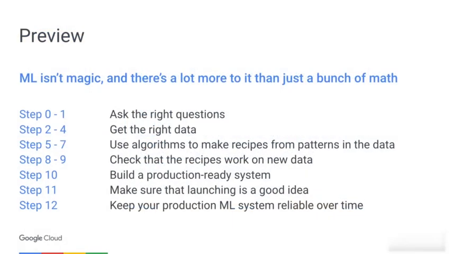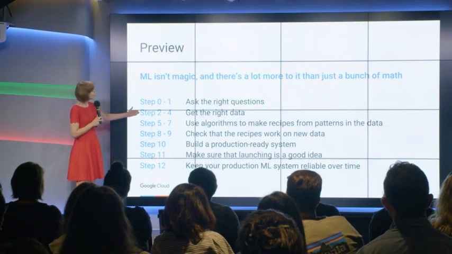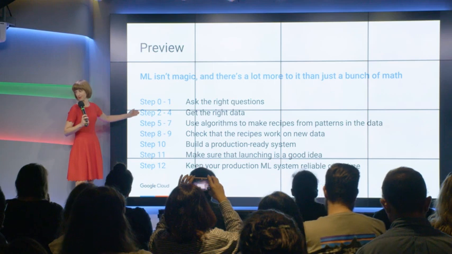Like, what are we trying to make? Which customers are we trying to please? What does it mean to succeed at this sausage? Do we have standards? That kind of stuff. 2 through 4, getting the right ingredients.